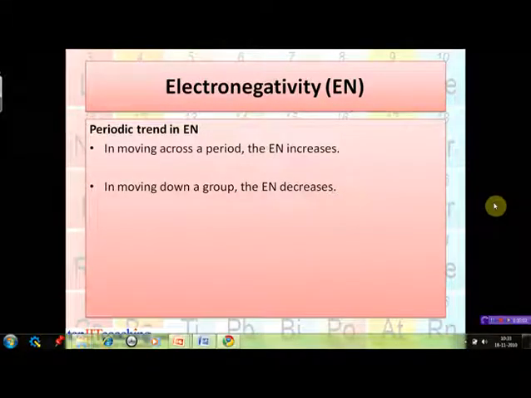It is observed in the periodic table that as we move across the period from left to right, the value of electronegativity increases along with the decrease in the atomic size. And when we move down a group, as the atomic size increases, the value of electronegativity decreases.